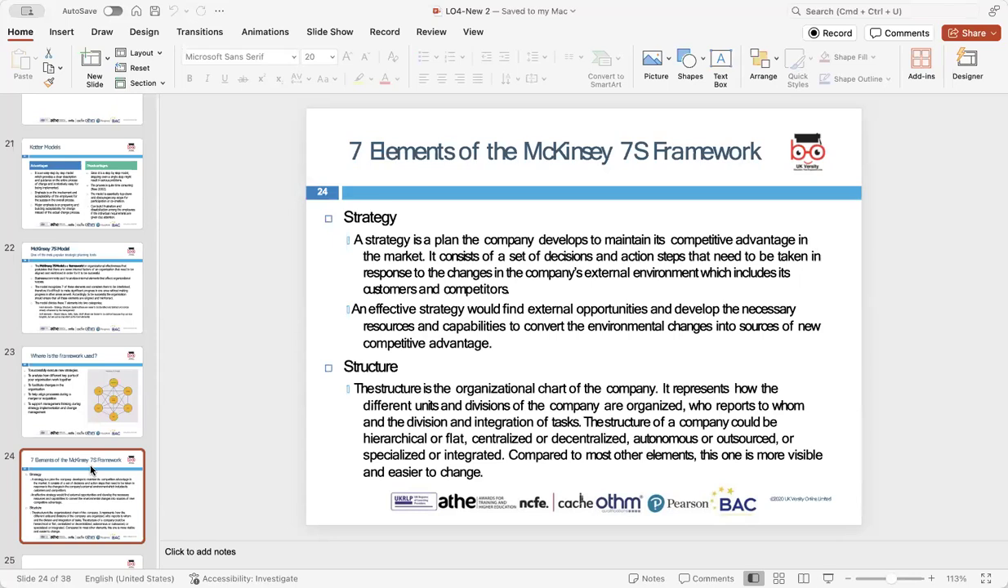Structure refers to the organizational chart, showing how various units and divisions are arranged. It shows reporting relationships and task divisions. The structure can be hierarchical, flat, centralized, or decentralized. This element is more visible and relatively easier to adjust compared to others.